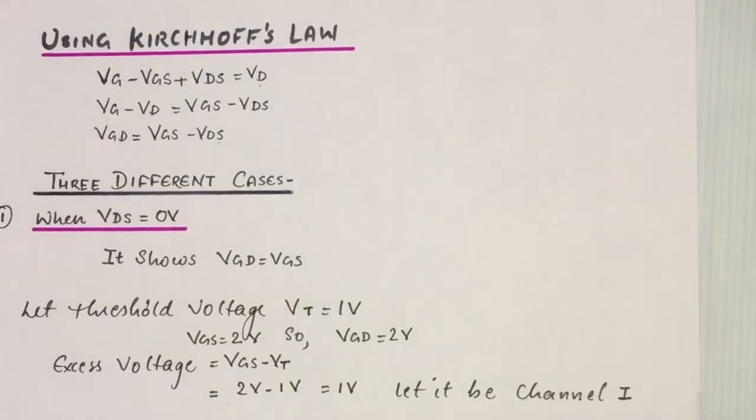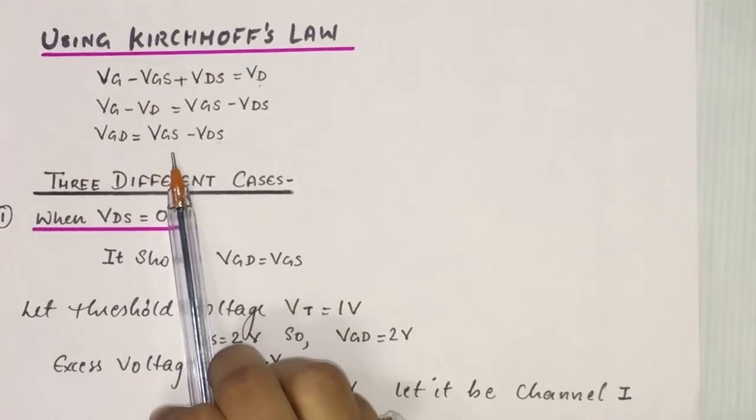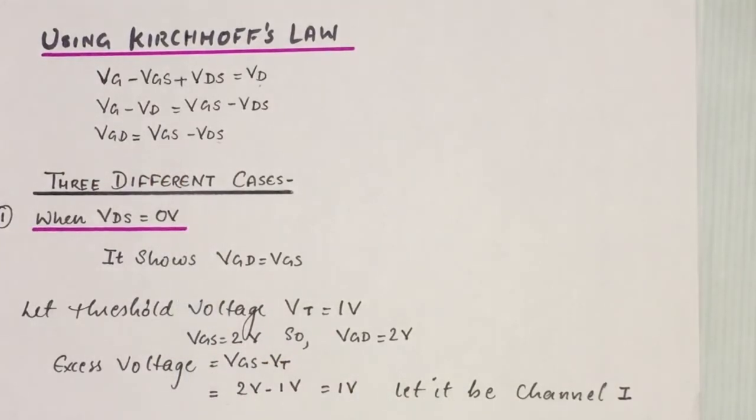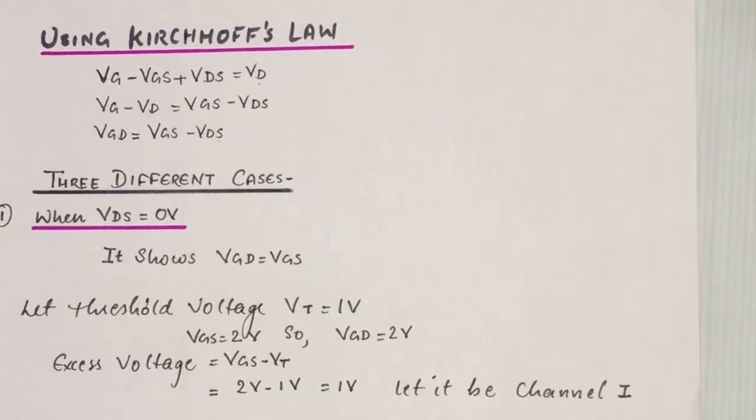In case 1, when the drain source voltage VDS is equal to 0 volts, then VGD will become equal to VGS. This indicates that source and drain are at the same potential, so the width of the depletion layer will be uniform along its length. In this case, the width of the channel depends only on the value of the gate source voltage VGS. By increasing VGS, the width of the channel also increases but remains the same throughout its length.